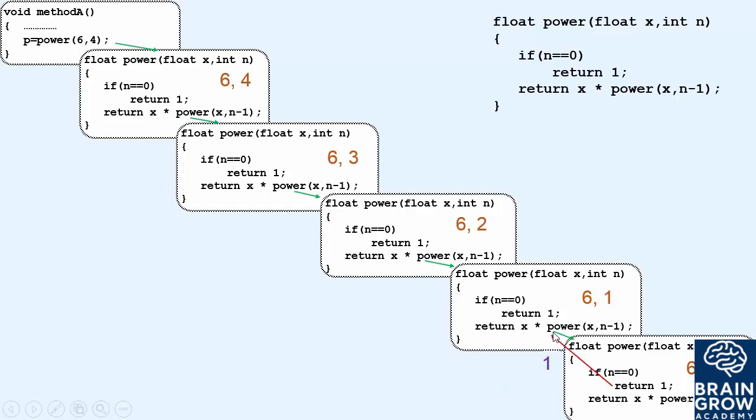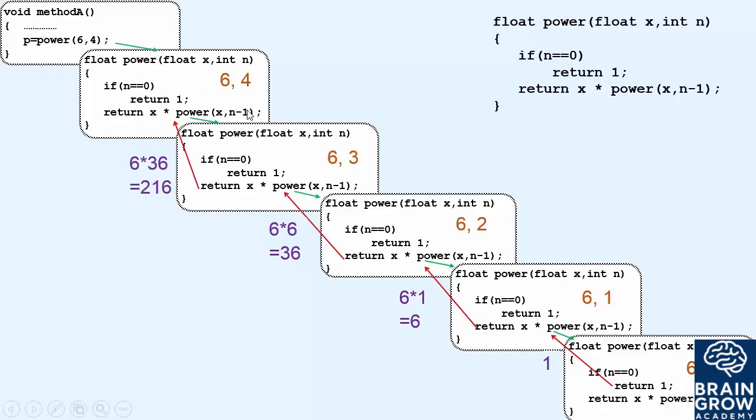And 1 is returned from here. Value of this call is 1 and x is 6. So 6 into 1 is returned here. Value of this call is 6. X is 6. So 6 into 6 is returned here. Value of this call is 36. X is 6. So 6 into 36 is returned here.